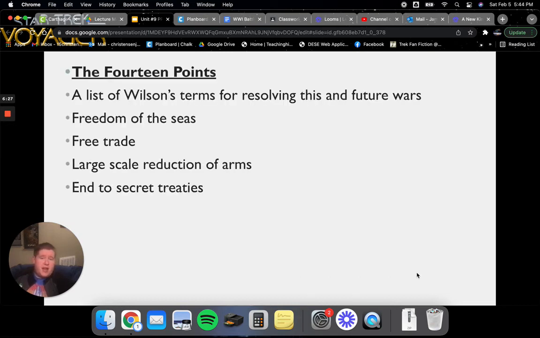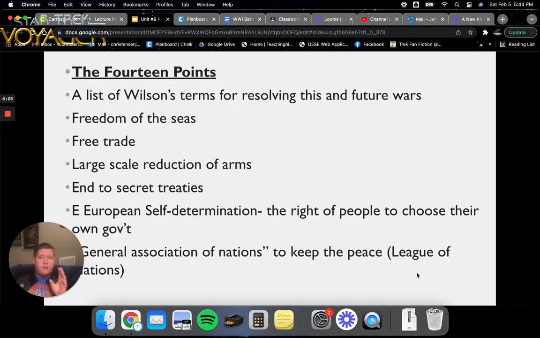So, something we have to talk about is Wilson's 14 points. Now, this was a list of Wilson's terms for resolving this and any future wars. They included things like freedom of the seas, free trade, a large-scale reduction of arms for everybody, an end to those secret treaties that led so many countries into the war, and Eastern European self-determination to let people choose their own governments, and a general association of nations to keep the peace. We know this as the League of Nations.